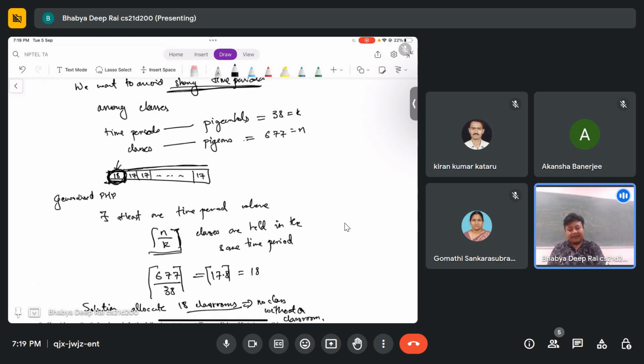Well, we can think of it logically also. You know that this n by k just represents the fact that you are putting n by k many elements in each of these boxes. In other words, in each of these time periods, you are putting n by k many classes. N by k happens to be 17. So now you add one more to it, then 18 will be there. Now there is a time period with at least 18 classes, which means that you can always do with 18 classrooms because others are all 17 or less.